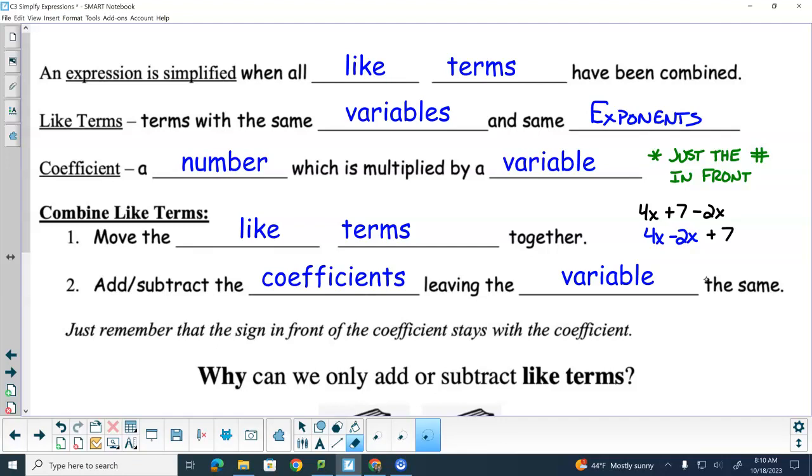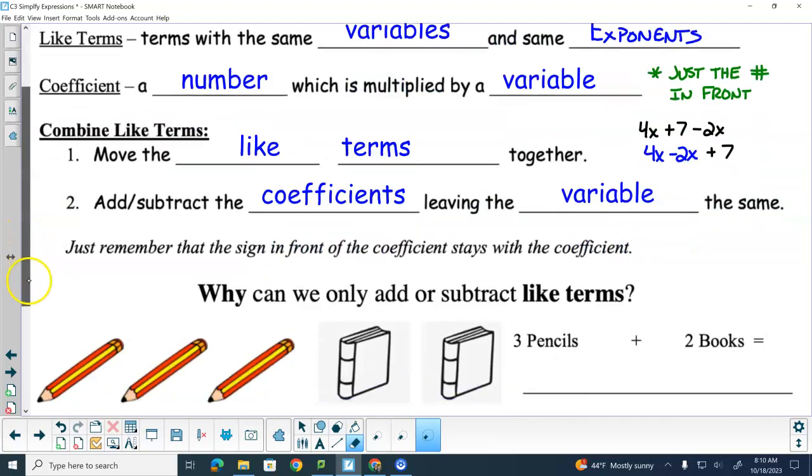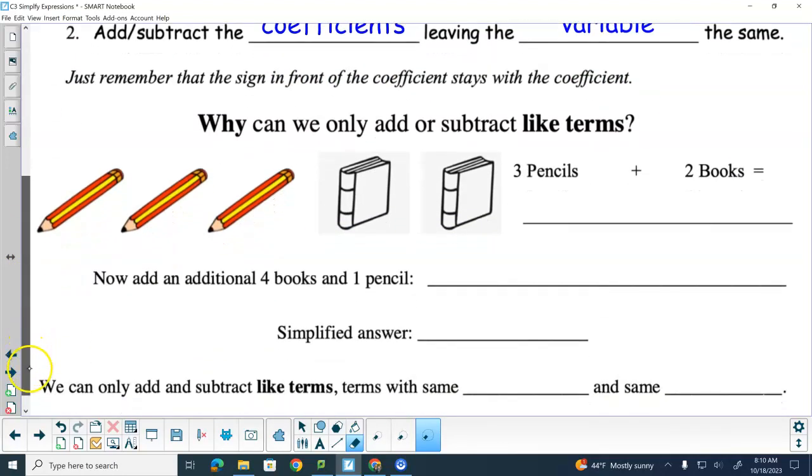Same with subtraction. If you've got 5 of something and I take 4 of them away, as long as I'm taking 4 pencils away, the pencils don't change. They don't miraculously change into a book. They stay pencils. So it always stays the same. Just the number of them changes.